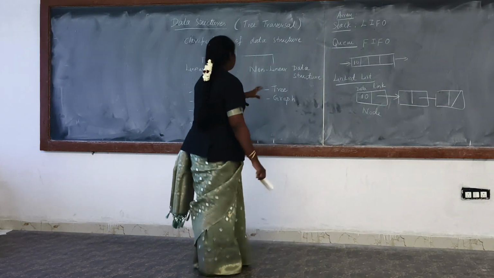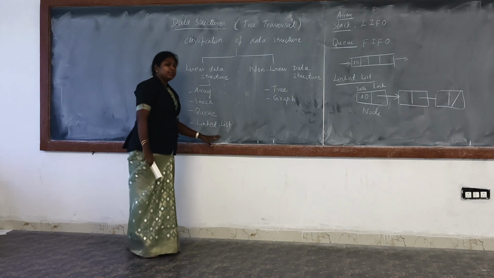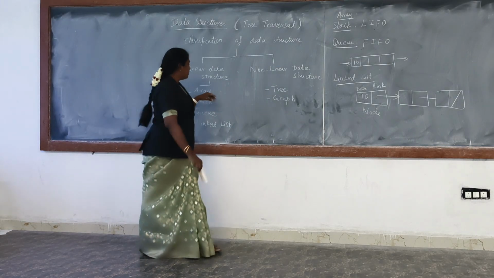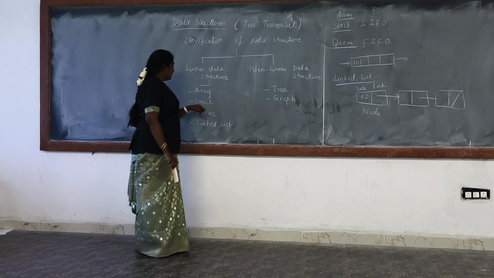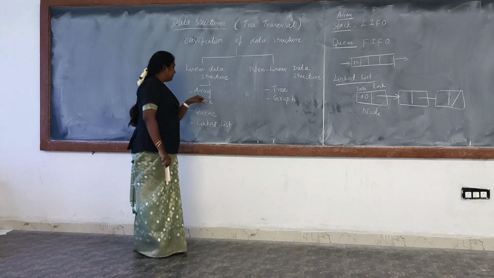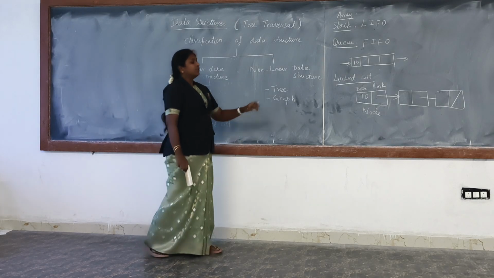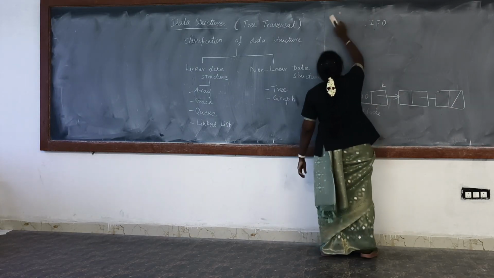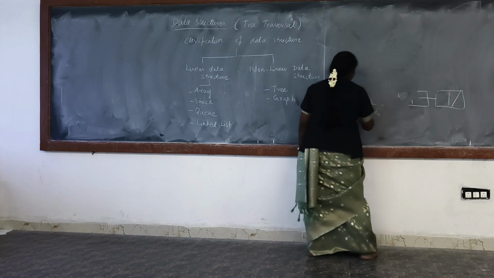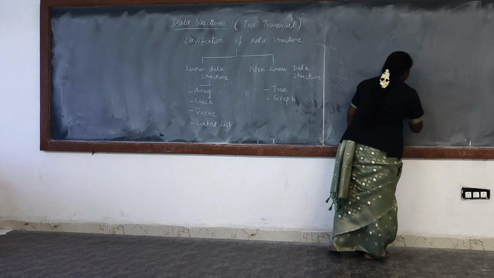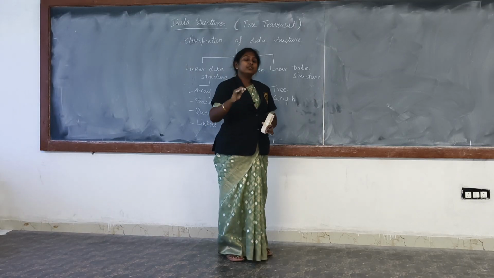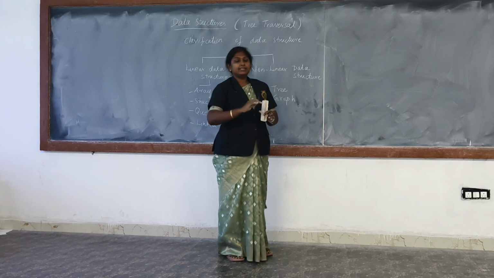Okay, let's move on. These were the introduction about linear data structure. Under linear data structure, the elements are arranged in a sequential way. Under linear data structure, we have learned what is array, stack, queue and linked list. So now let's move on to non-linear data structure. From the name you can guess that under non-linear data structure the elements are not stored in a linear, sequential way.